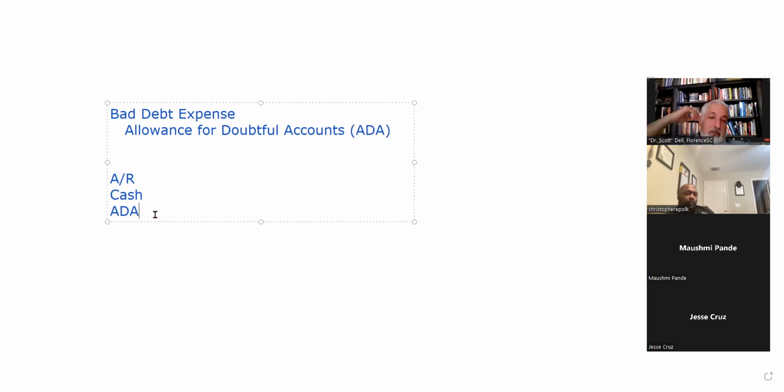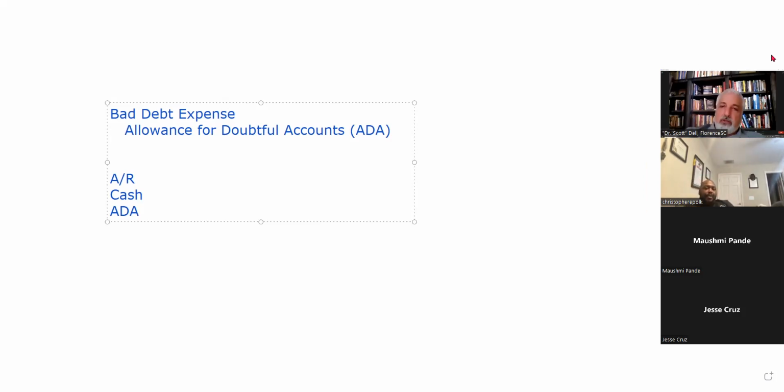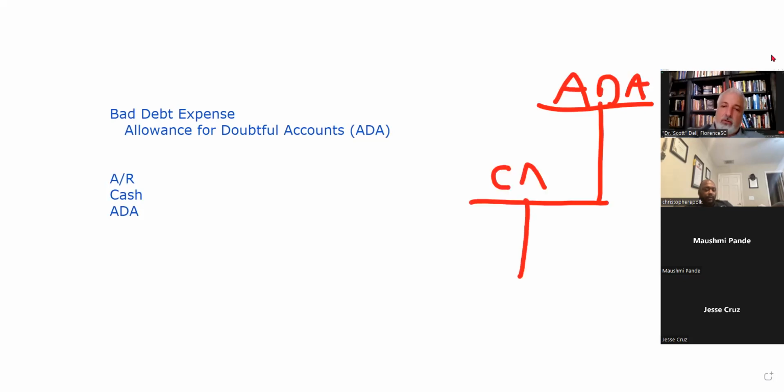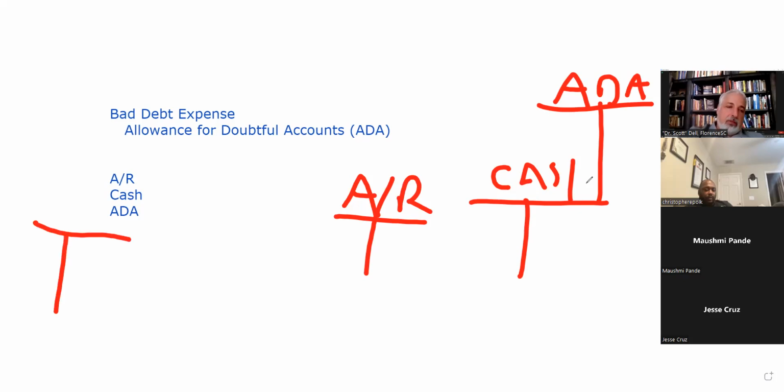So when things come in, if we're looking at a balance sheet, we're going to make adjustments directly to the balance sheet. So if I draw my allowance account, I'll put a T account here. We've got ADA. Put this here for cash. This here for accounts receivable. And for kicks, I'll put bad debt expense over here, because we'll use that at the end of the month.